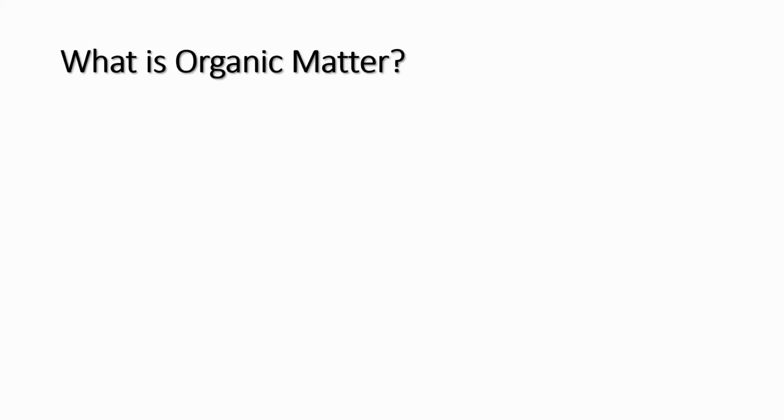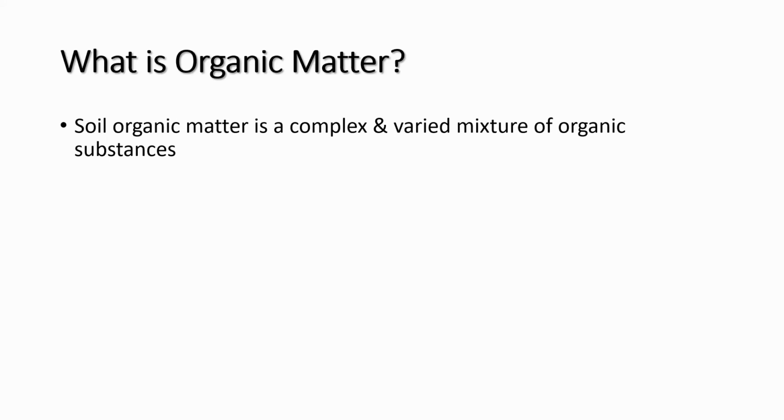So what is the organic matter? Soil organic matter is a complex and varied mixture of organic substances. It is a very complex substance because it is organic. It has the carbon. It has long chains of the carbon and hydrogen. It has very complex organic compounds attached with those organic carbons. It has the mixture of number of organic substances. Why it is so complex? Why it is so varied?